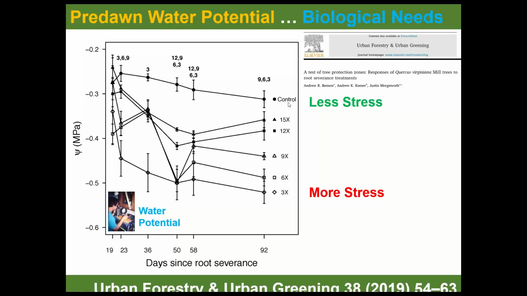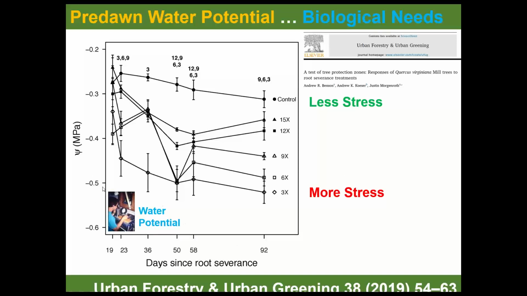In the case here, control trees, the less negative the number, the less stressful. And by the way, it's typical trees do not get to 0 at pre-dawn water potential. Trees that are fully hydrated might be a negative 0.1, a negative 0.2, so just put it in perspective. But the closer you are to the tree, or the further away you are from the tree, versus the closer you were to the tree, more water stress compared to the control.